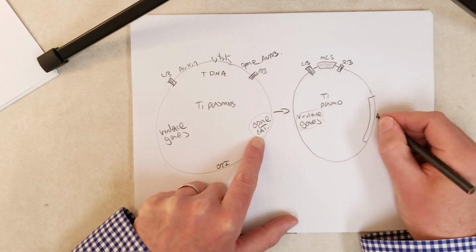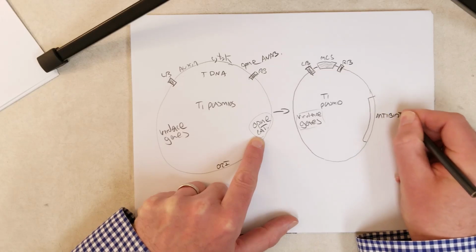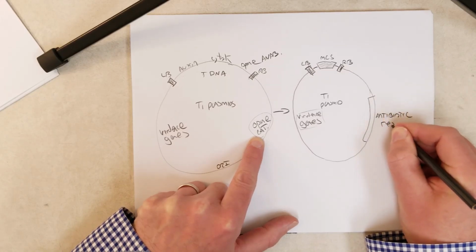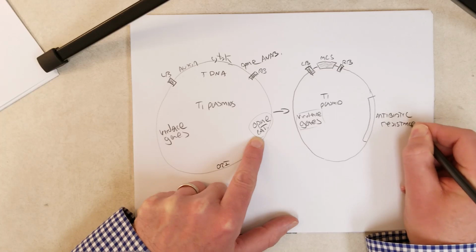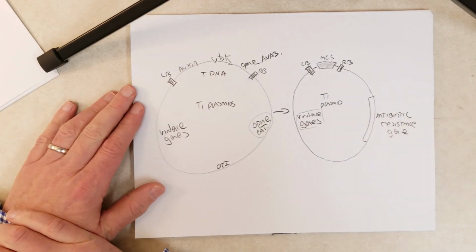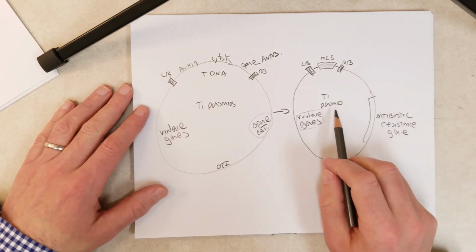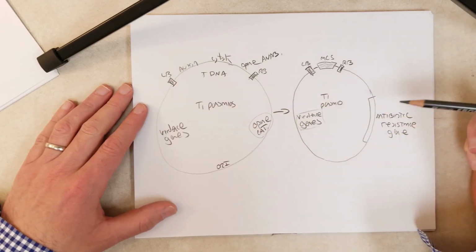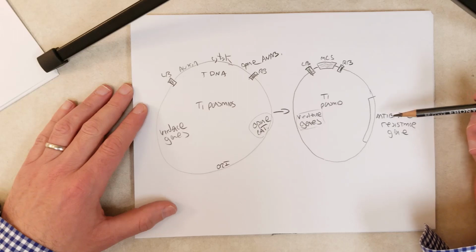So we can put, let's say, an antibiotic resistance gene here. Why would we want an antibiotic resistance gene in the TI plasmid? Well, once we take the TI plasmid out of Agrobacterium and we try to put it back in, we're going to need a way to know if it's inside the bacterium.